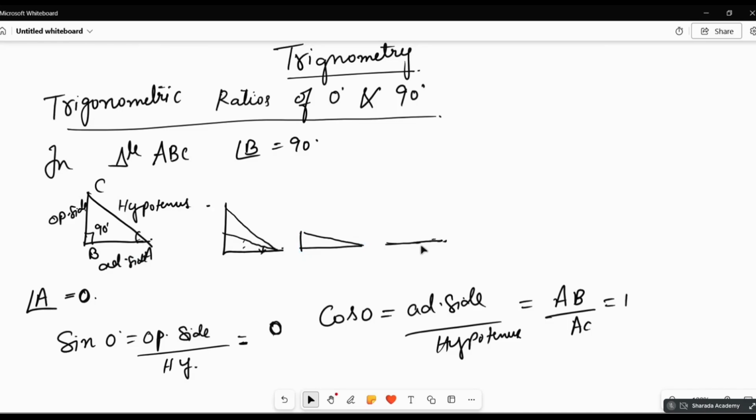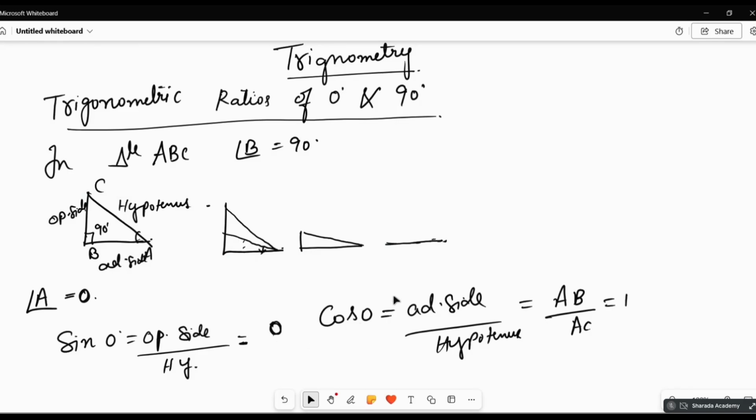When angle A tends to 0, the BC value will become 0. So what is sine of any angle? It is equal to opposite side by hypotenuse. For this angle A, BC is the opposite side and AC is the hypotenuse. If BC tends to 0, the numerator will be 0, so sine 0 will be equal to 0.